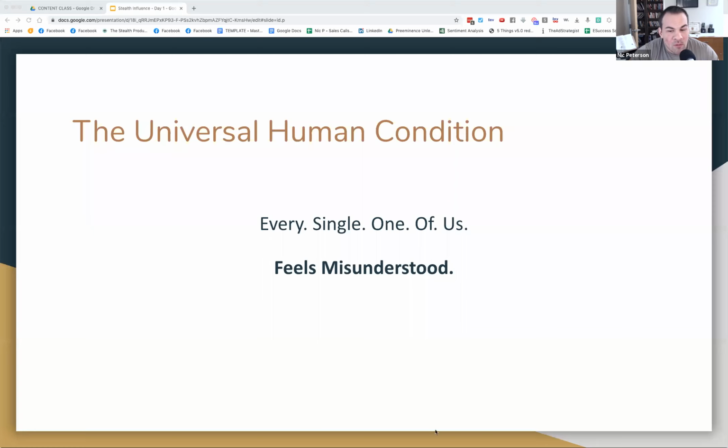We all feel misunderstood. And if we can take that and use that, hey, I understand you. We will be one of 7 billion people that have ever said, hey, I understand you, and here's proof. Okay. So we have to understand that every single one of us feels misunderstood, and we're going to tackle that.